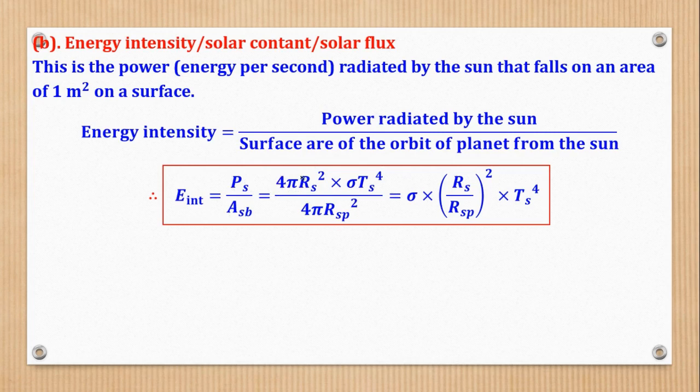So next is to cancel out. I can cancel out the 4 pi. Then this one doesn't have any power. Then this one has a power 2, and this one also has a power 2. I can combine them to give you that, everything raised to the power 2. Then you have Ts to the power 4, which is here. So this will be the expression for energy intensity: Stefan's constant, radius of the sun over the mean distance between the sun and the planet, and everything squared, times the temperature of the sun raised to the power 4. So when we use this formula, it means we are getting energy intensity.